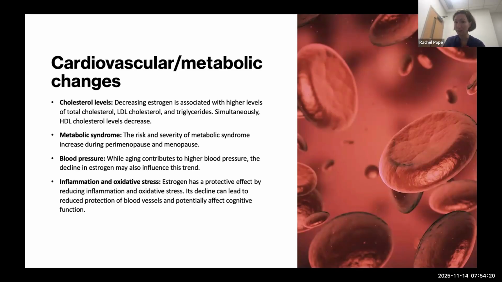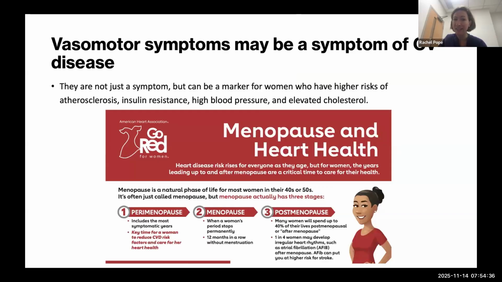If you know that a patient had preeclampsia or hypertension during pregnancy, she is at higher risk for having hypertension during perimenopause and menopause. We know that there's oxidative stress and an actual change happening to blood vessels and vasculature. Cardiovascular disease is the largest killer for women, even though there are so many other risks out there. The key time for a woman to reduce cardiovascular risk could really be during perimenopause.